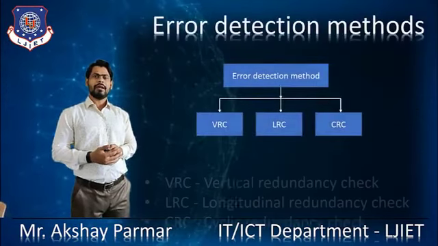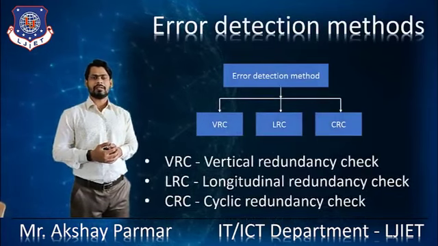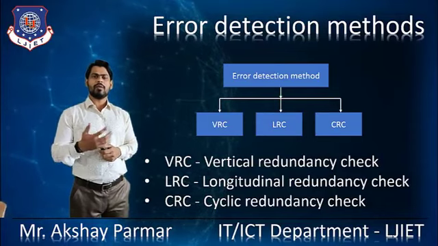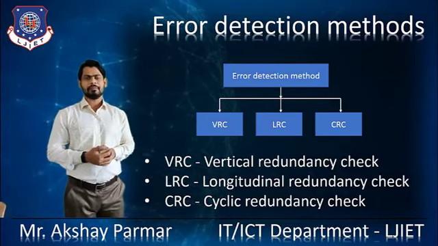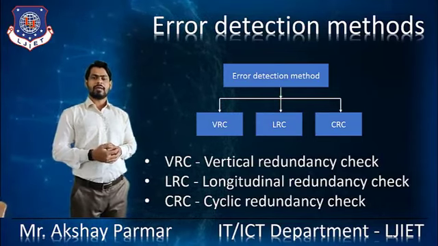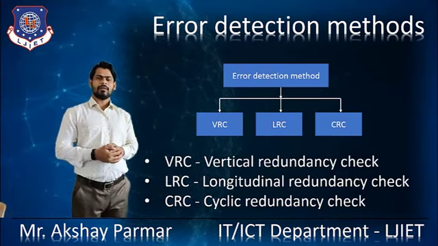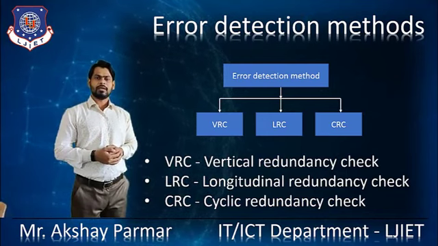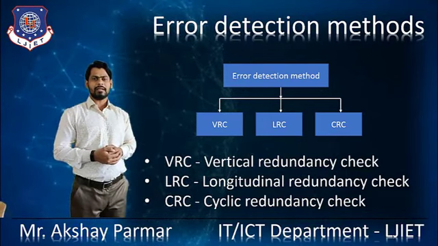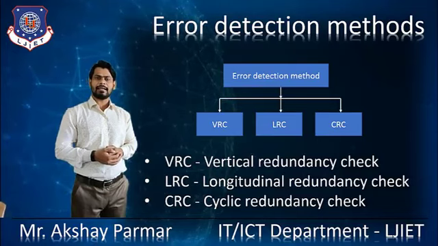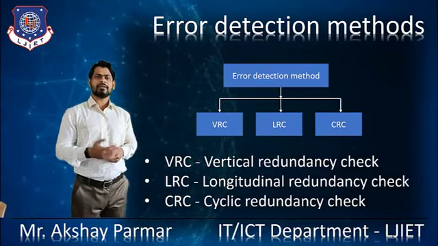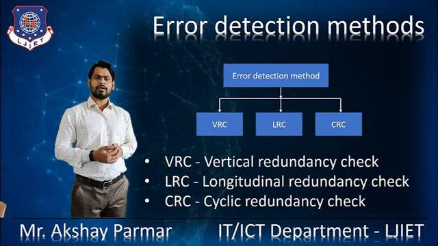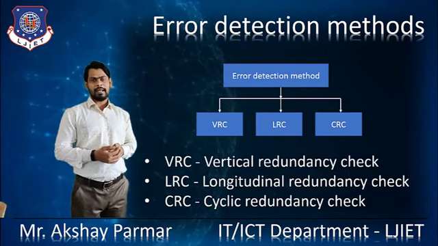For that, we mainly have three kinds of error detection methods. In our previous session we saw the vertical redundancy check, VRC. We will discuss LRC and CRC today. LRC stands for longitudinal redundancy check, and CRC stands for cyclic redundancy check. So let's begin with today's session, the longitudinal redundancy check, LRC.